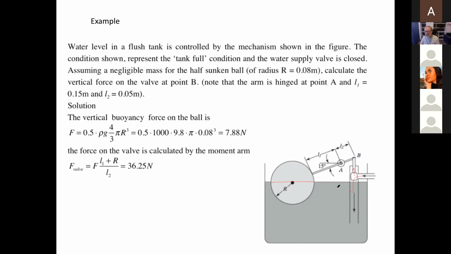So the question is, how high will the water go for this to stop? Or what is the force on the valve? What is the force at that particular point? That's how it is. So everything is given.